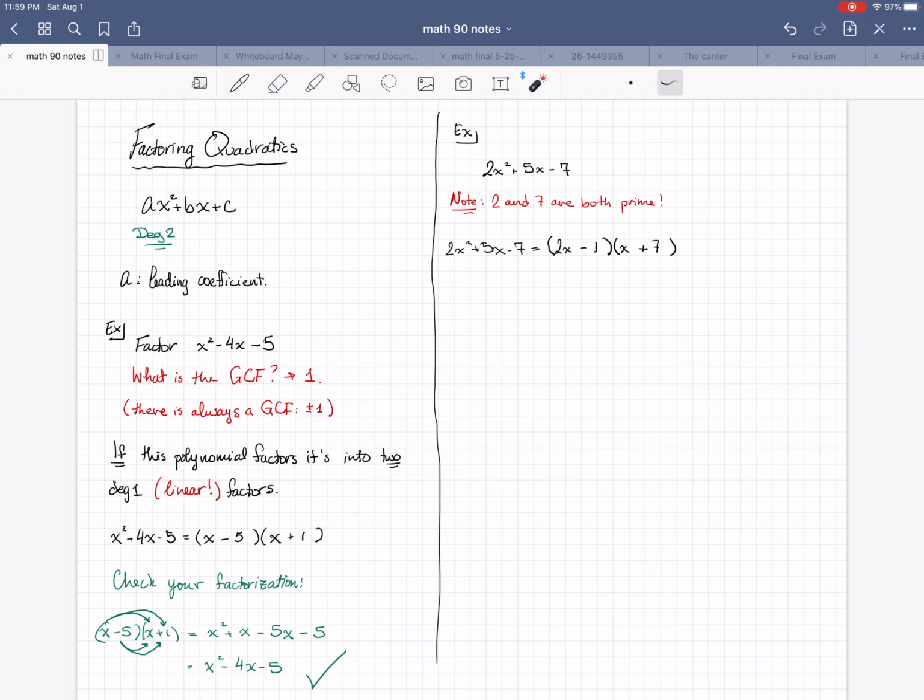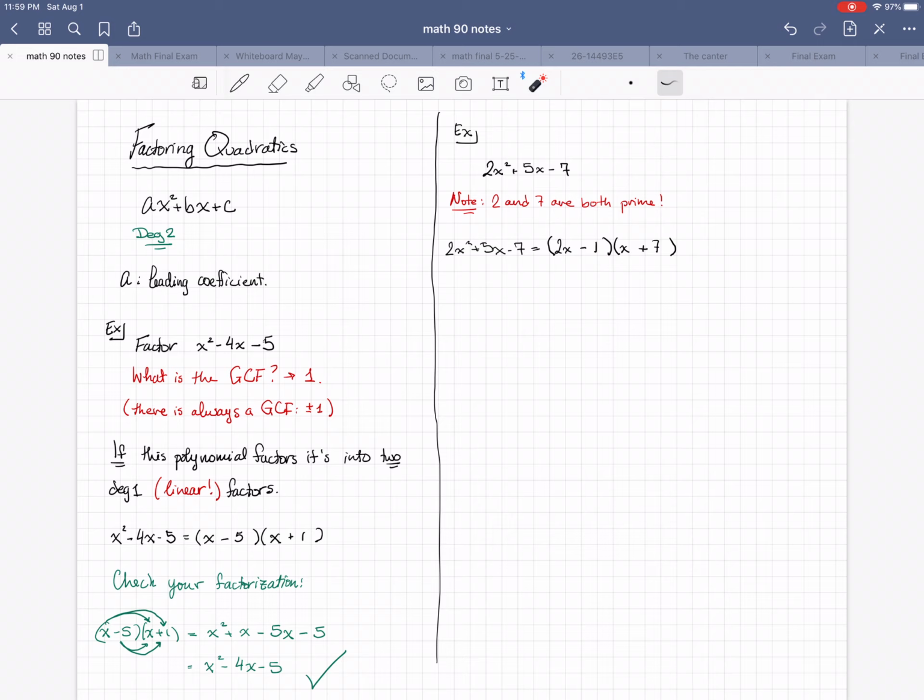In the last example we did over here, both of the linear factors led with an x. So we didn't need to check whether I would put the -5 in the left factor or in the right factor. It didn't matter because it would all multiply out the same, because the other term was x in both cases. Here, the x term is different. So to rule out +7 and -1, we have to try +7 with the x, -1 with the 2x, and vice versa.